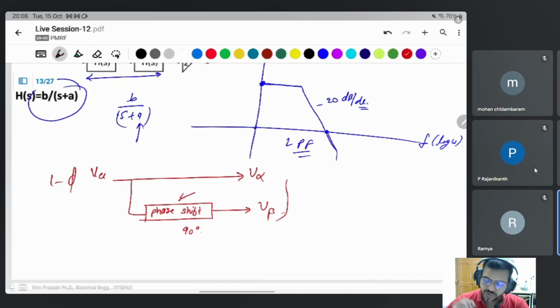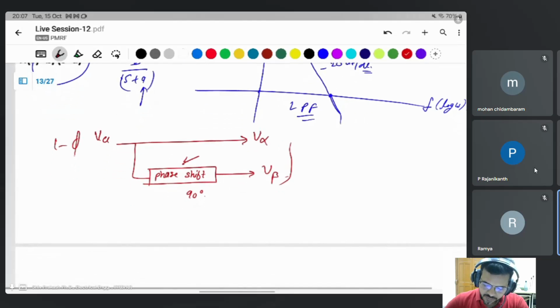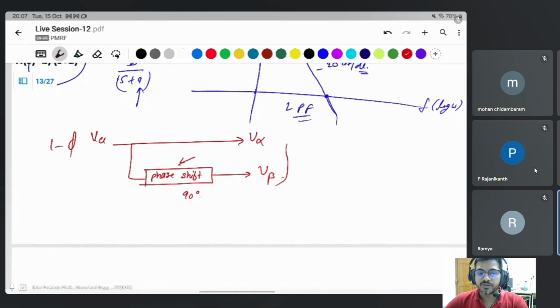Then how do you choose the transfer function to convert the alpha VA voltage to the 90-degree shift? By using a capacitor, the same thing you can use. But a pure capacitor is needed, and getting exactly 90 degrees is not possible in practice.